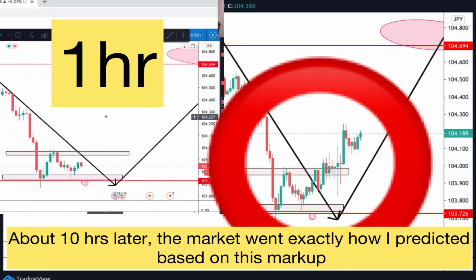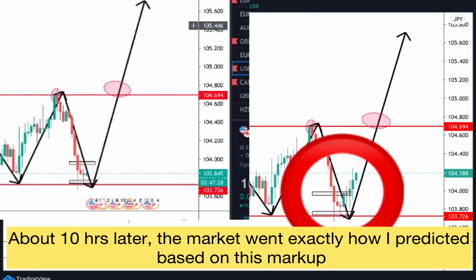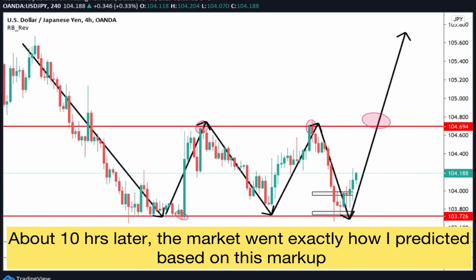So basically, this is what the market did the next day, basically 10 hours after, on the 1 hour and the 4 hour. So you can see it did what we predicted.